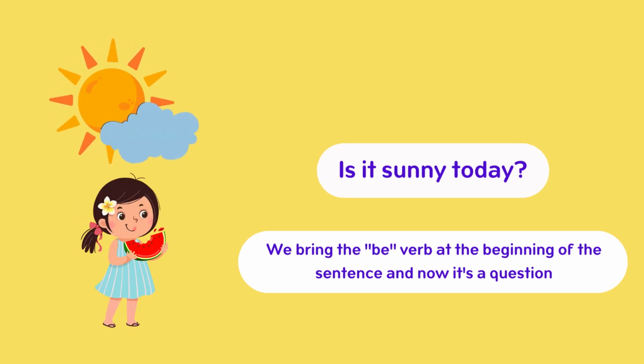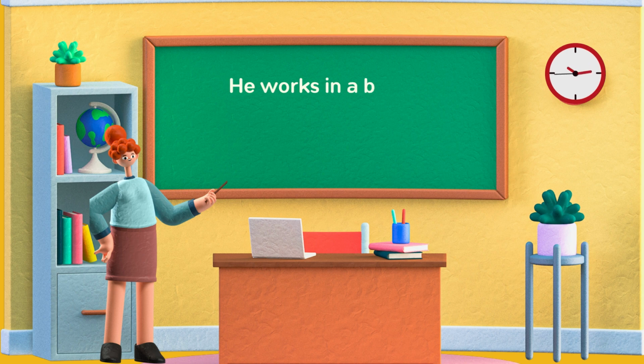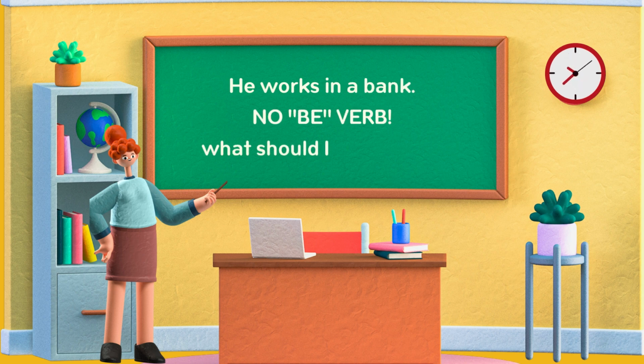This example. Is it sunny today? So as you can see, again, what we did was that we brought our be verb at the beginning, and now it's a question. Is it sunny today? Now that we reviewed how to make question form with be verb, we can start our lesson and see how we can make a question with action verb.